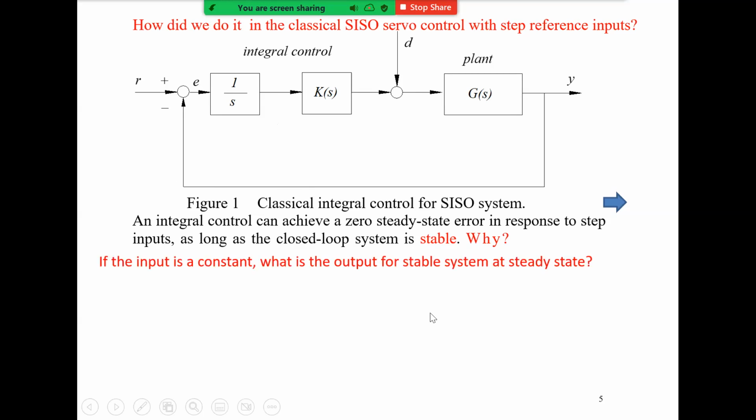Okay. Now, let's do the analysis step by step. If the whole system is stable, for a stable system, and you have a constant input, the R is a step signal, right, is a constant. What will be the output? Well, the output will be a constant or a time varying signal? Has to be a constant, right? Has to be a constant. You have learned that.